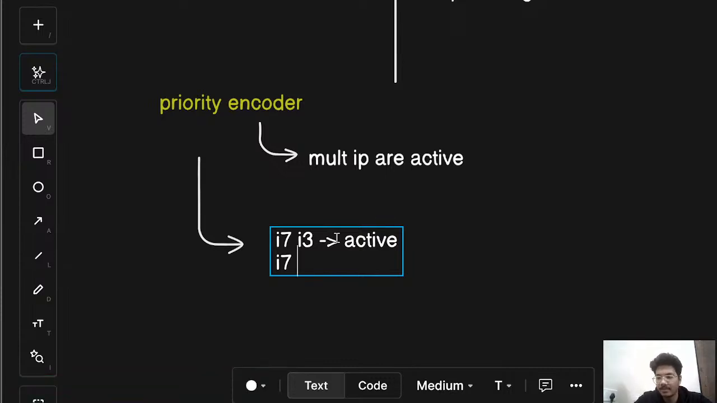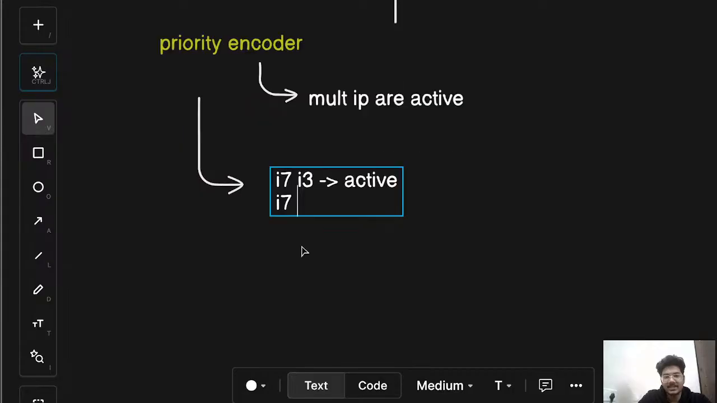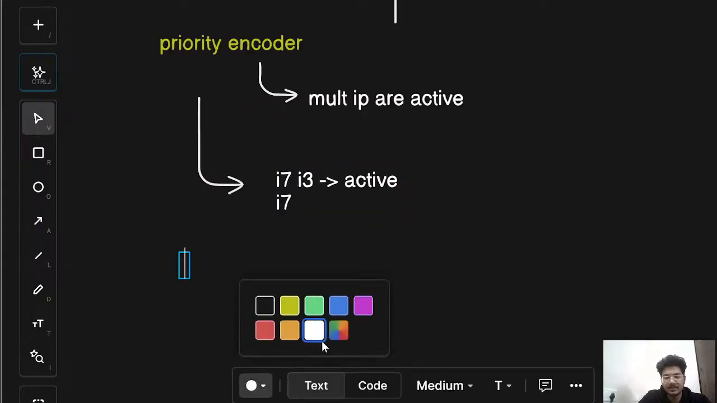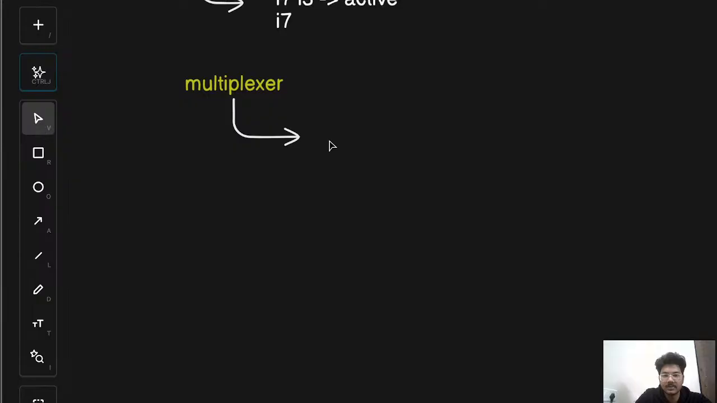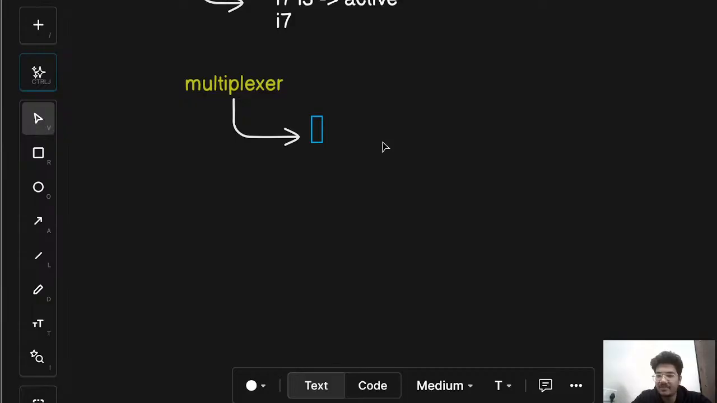The next thing is, what is a multiplexer? What is a mux? Definition: a multiplexer is a device that selects one of many input data lines and forwards it to a single output, controlled by a select line.